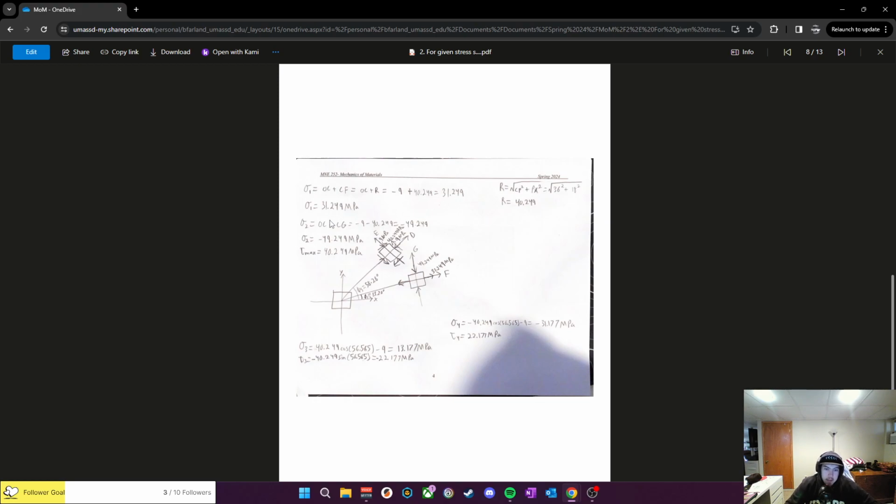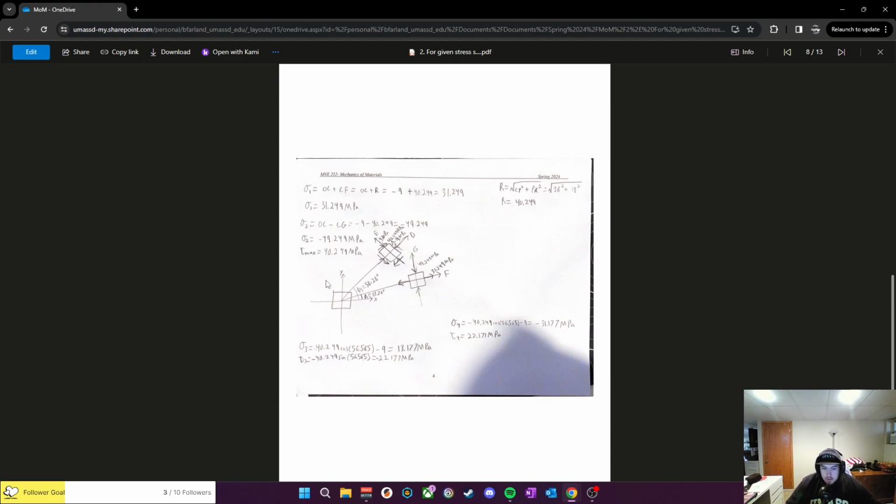31.249 megapascals. I did the same thing with the second principal stress, OC minus CG, which is negative 9 minus the radius, negative 9 minus 40.249, which comes out to negative 49.249 megapascals. And then the tau max, which is just the radius, is 40.249 megapascals.